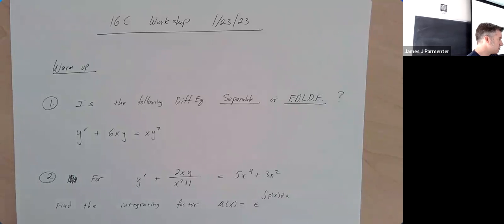So what do you think about this first one? Separable. Definitely separable, and very importantly, not first order linear, right? The y squared definitely makes it impossible for that to be first order linear. So yeah, this one is definitely separable.